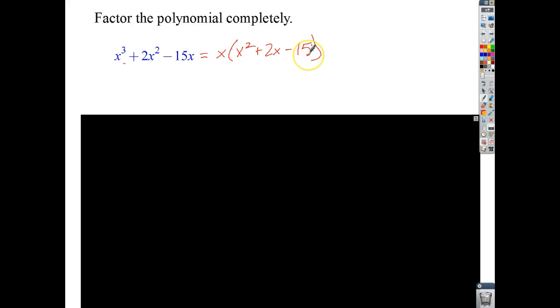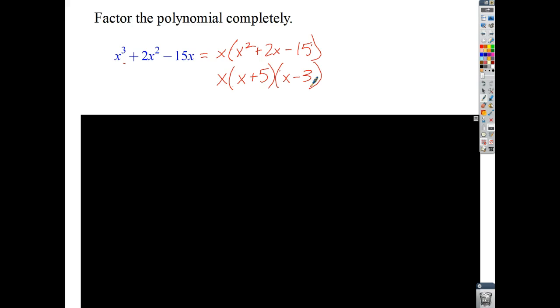Well, then I'm looking at this part here, and I'm saying, wait a second, I think I can factor this piece as well. I think this piece can be factored as two pieces, right? Two of my factors of 15 are 2 apart, right? 5 and 3. So I'm going to rewrite this as x, and I have x plus 5, and then I'm going to have x minus 3.